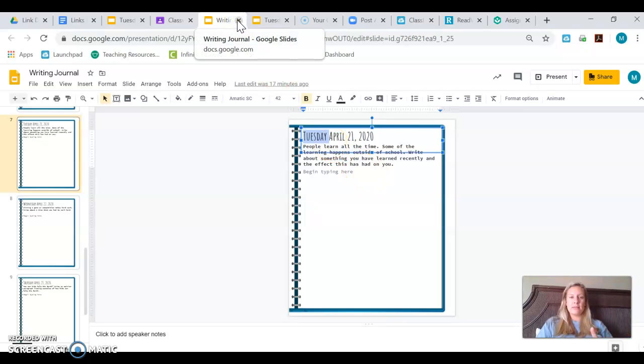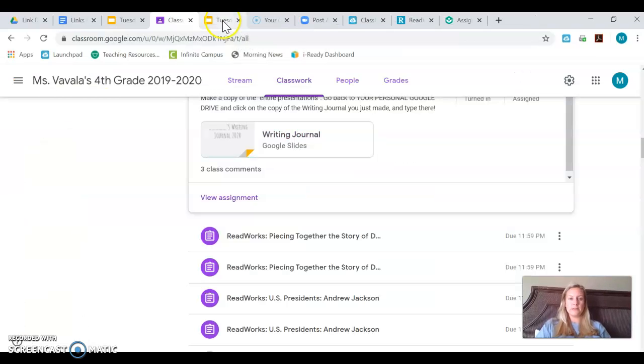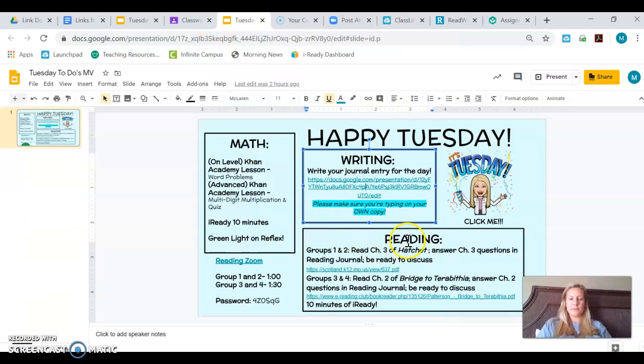And then the last thing you need to work on, which is still found on the slide right here, is for reading. Reading groups 1 and 2 today. You need to have read all of Chapter 3 of Hatchet, answer Chapter 3 questions in the reading journal, and be ready to discuss at, your time is 1 o'clock, groups 1 and 2, 1 o'clock. Okay? This link will take you to our reading Zoom. If you click it, this is the password.